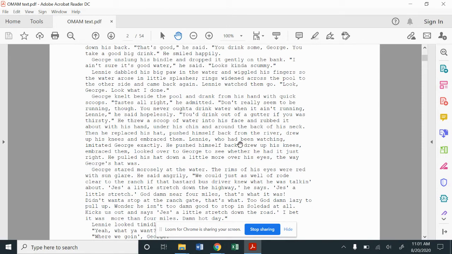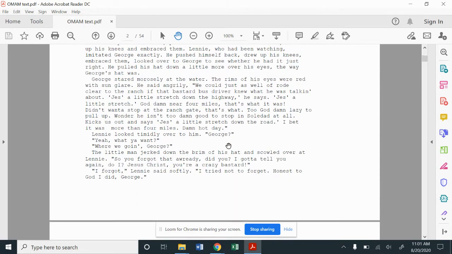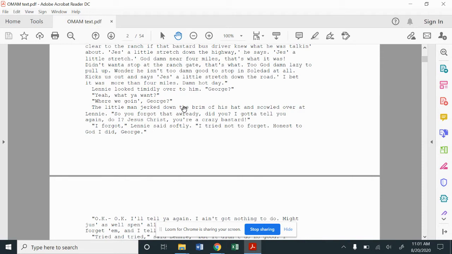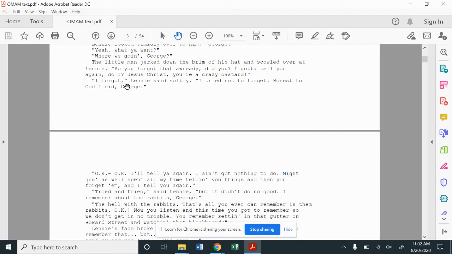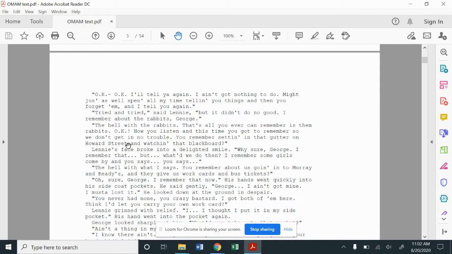George is telling Lenny not to drink from the still part of the water because it may not be good. They begin to talk about their farm. You'll notice the little man jerked down the brim of his hat. That's George. Okay, George, where are we going? Right? And it says, I forgot. Lenny said softly. I tried not to forget. Honest God, I did, George. Right? Okay. I'll tell you again. And I ain't going to tell you much, just what happens. Tired, said Lenny, but it ain't good. I remember about the rabbits, George.